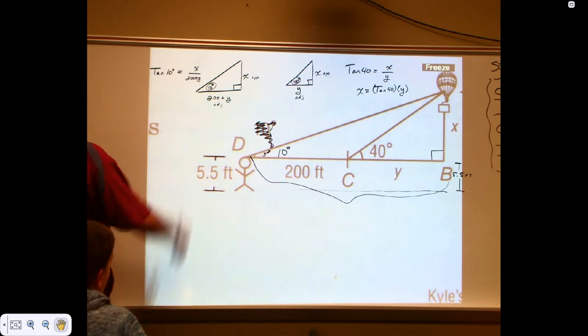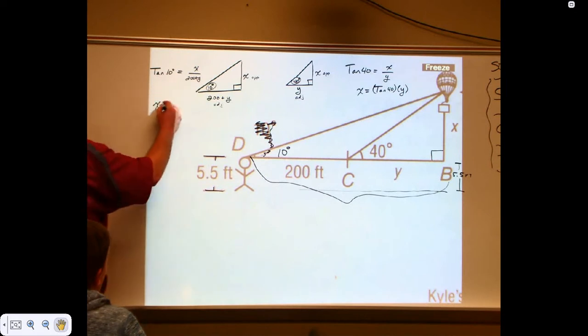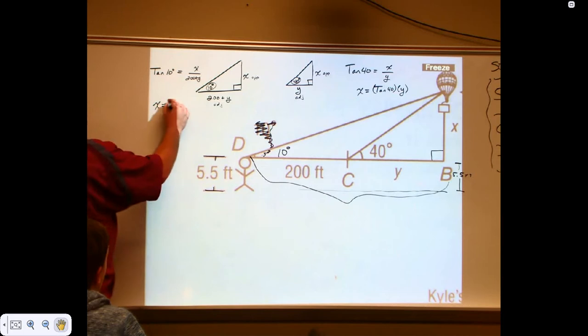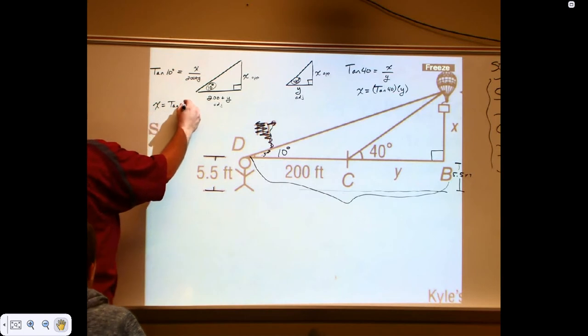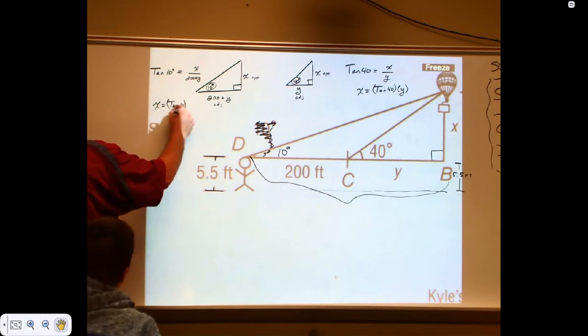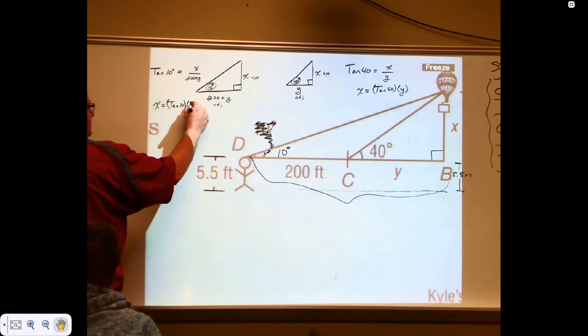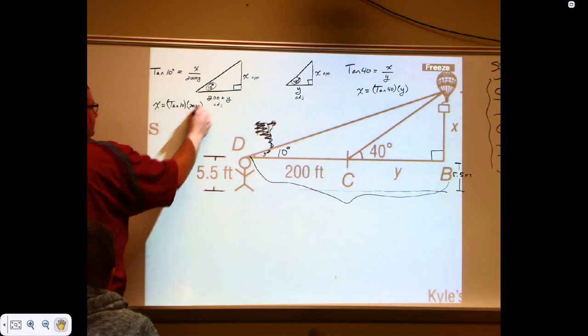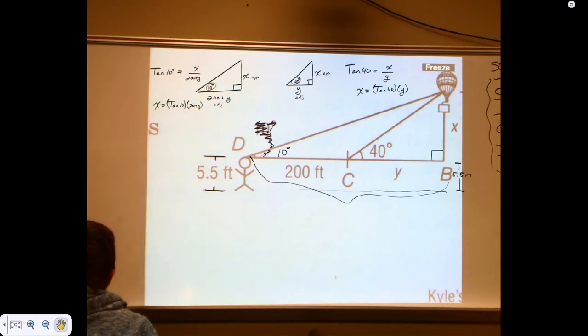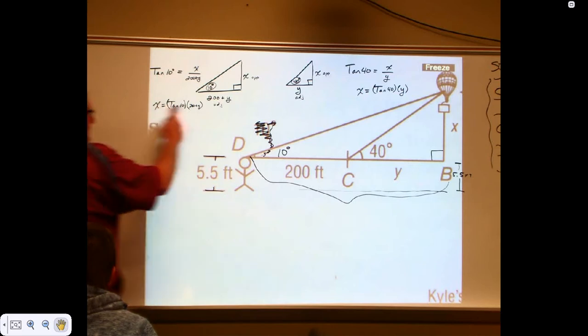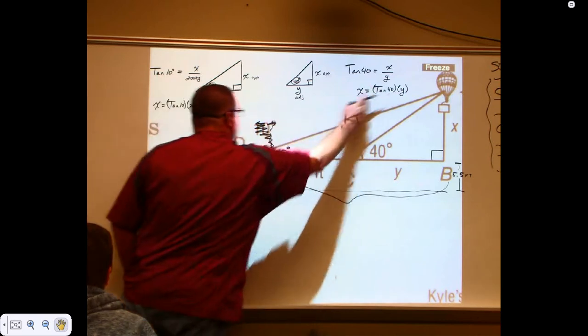What if I solve this one for x? What would I get? Tangent of 10 degrees times what? 200 plus 1. Now that I've got these two set equal to each other, can't I just plug this in right here?